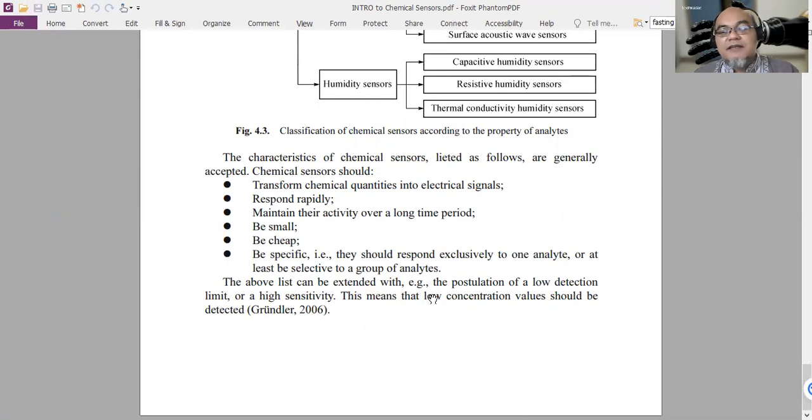The above list can be extended with, for example, the postulation of a low detection limit or high sensitivity. That means that low concentration values should be detected. This is basically related to high sensitivity or high resolution.